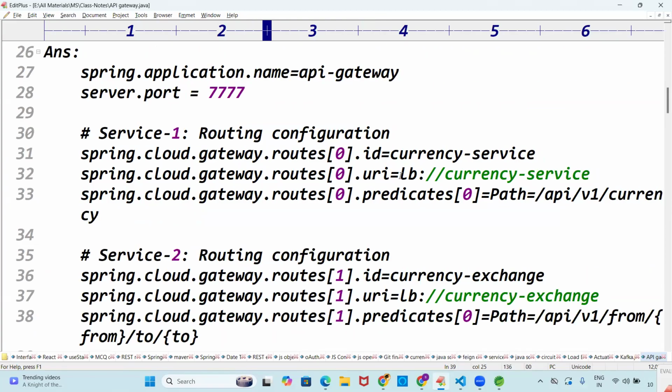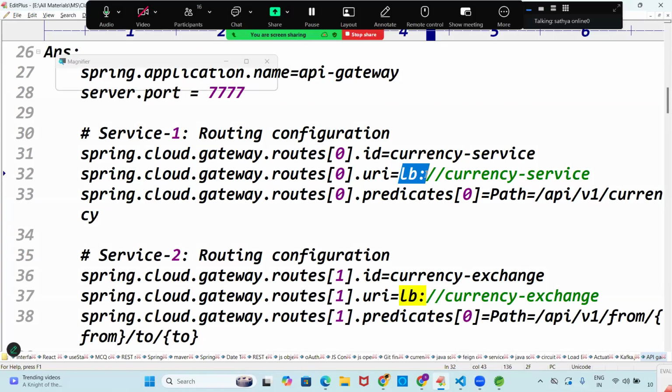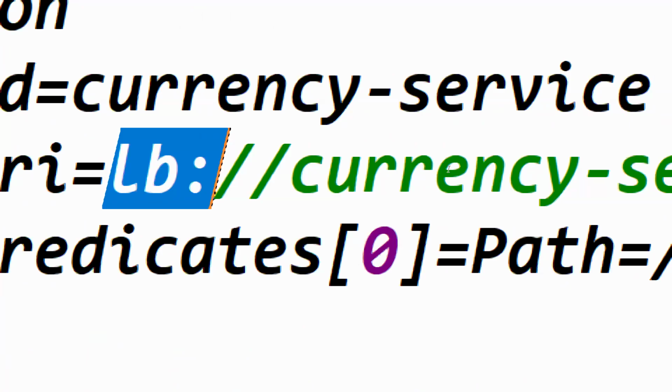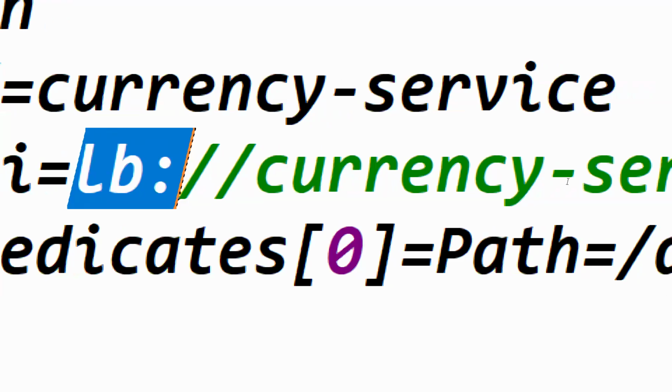See guys, LB means one request is coming to the gateway, now multiple requests are coming to the gateway. So we need to handle the load balancing, right? So what is load balancing here? Load balancing is distributing the network load across one service or multiple services, multiple instances, right?